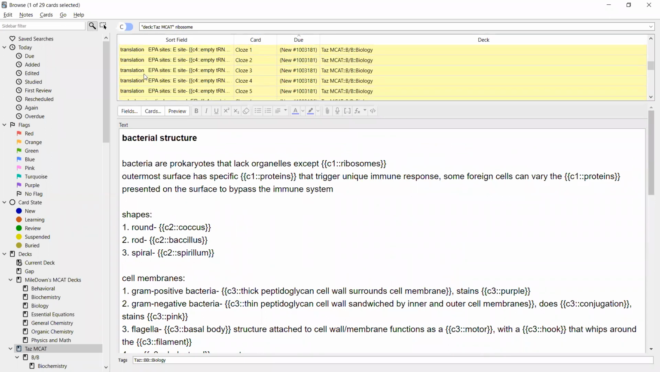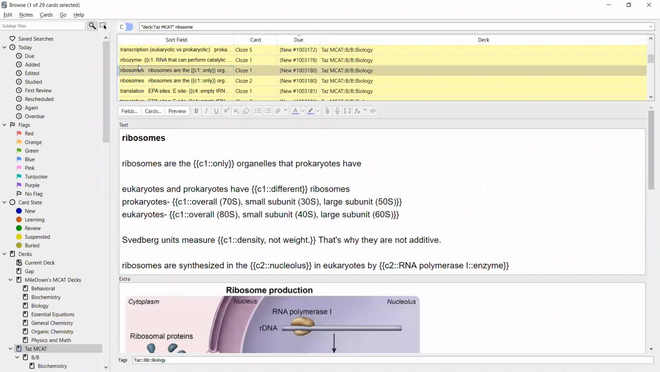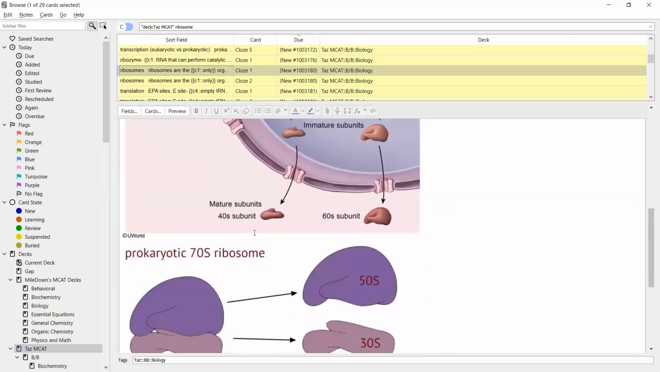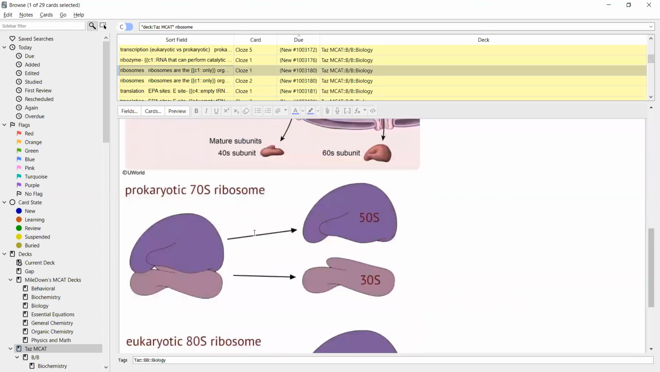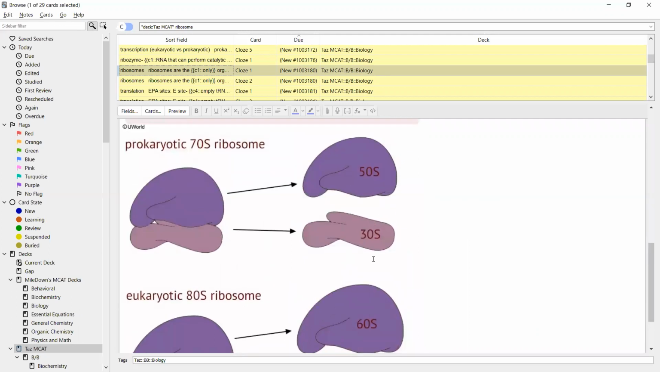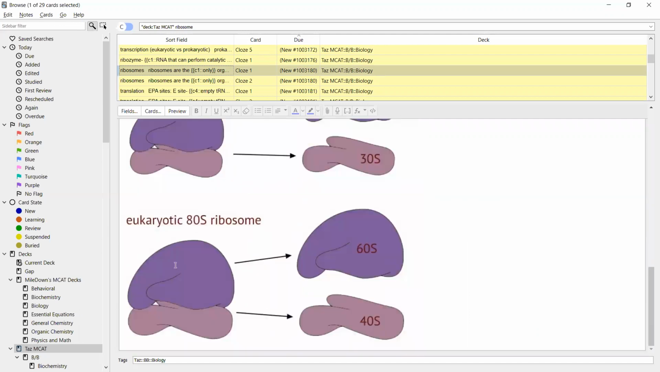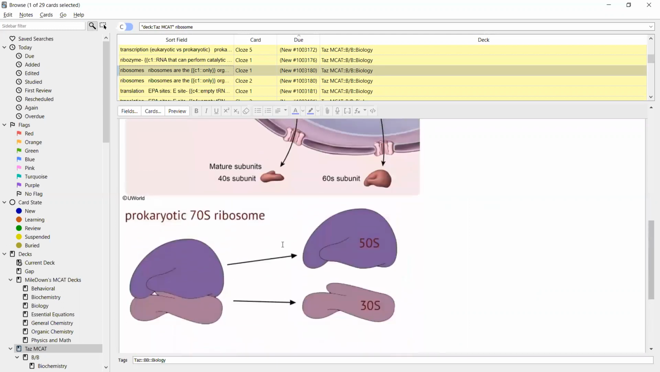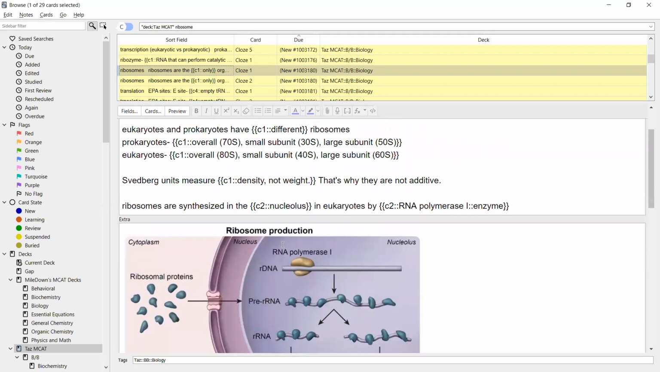Anyways, yeah, ribosomes are ribosomes. Yeah, 30, 50, 70, versus 40, 60, 80. Also, I was so confused, like why does 40 plus 60 add up to 80, right? I never understood it. And I was like, this makes no sense.